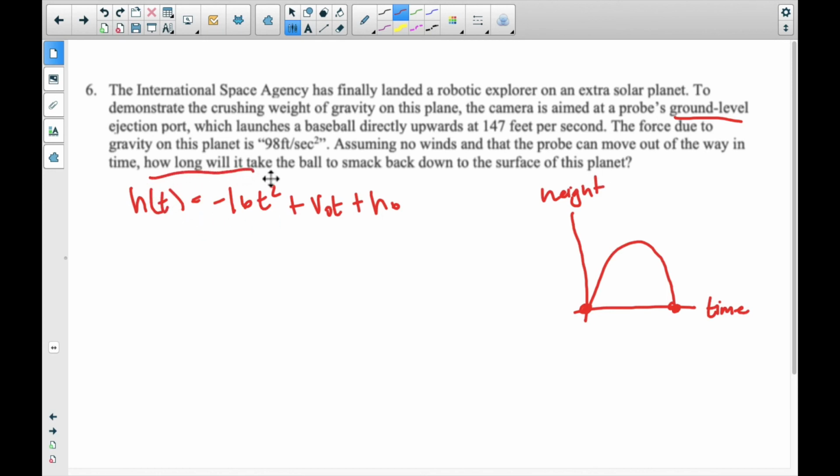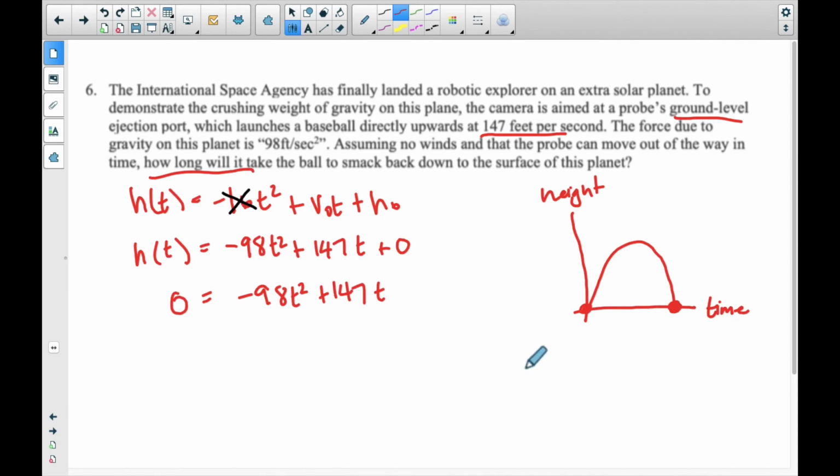Okay, how long will it take? So we're looking for time this time. We're solving for t. Well, one thing is the gravity is not negative 16. Remember, negative 16 was our gravity. The gravity instead is negative 98. Our initial velocity is 147 feet per second. And our initial height, again, is 0. And so this time we are solving for t. We're not solving for h now because it says how long. How long will it take to smack down to the surface of this planet? So it's going to come back down to 0. So we can set this side equal to 0.